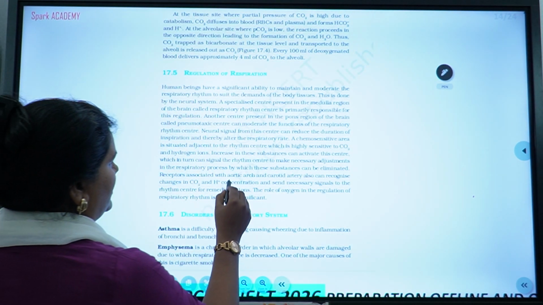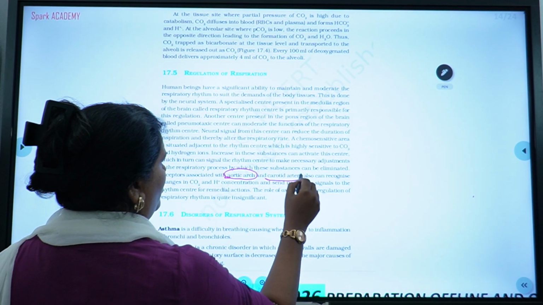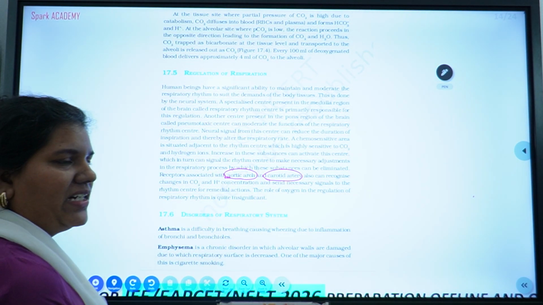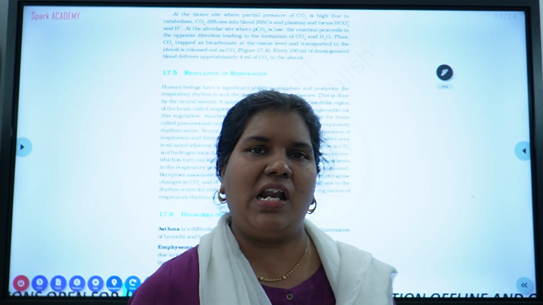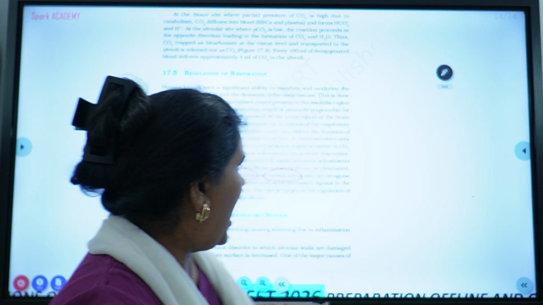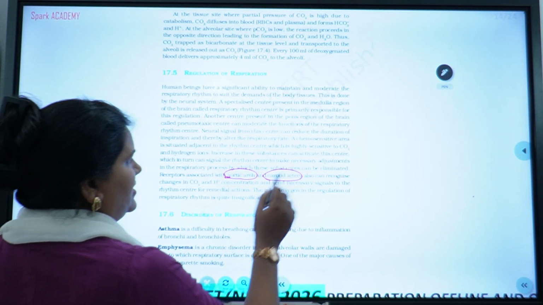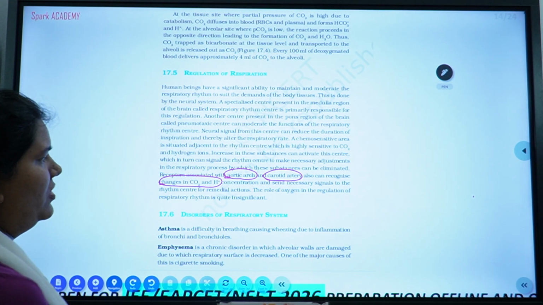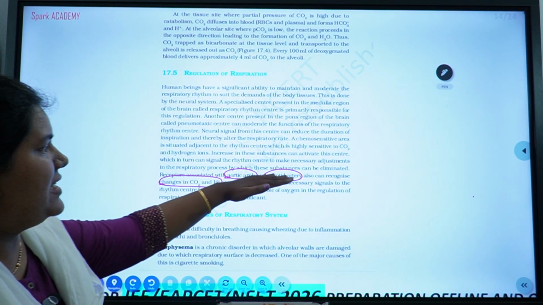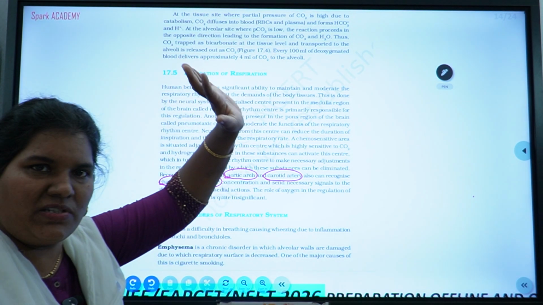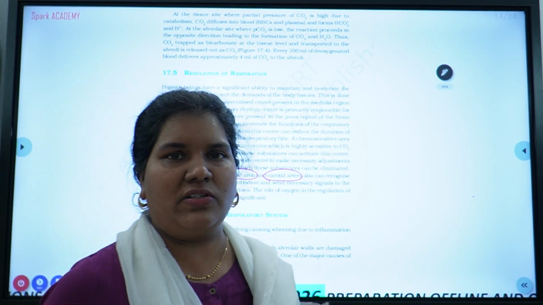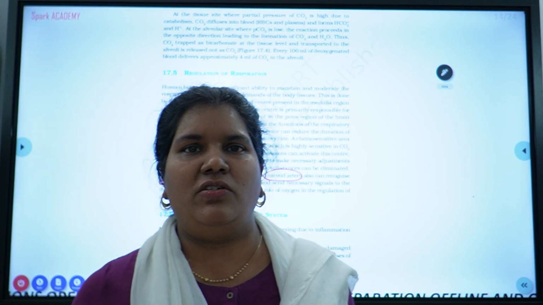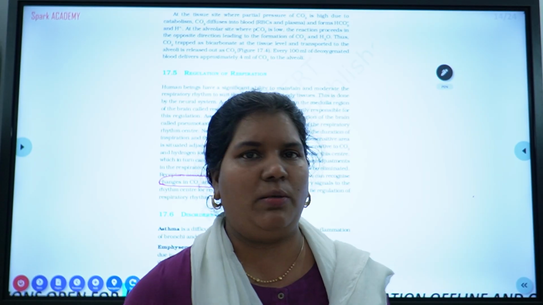Where are these receptors present? They are present in the aortic arch and carotid arch or carotid artery. Where are the aortic arch and carotid artery? These are large blood vessels which are attached to the heart. There are certain special cells which recognize change in carbon dioxide and H plus ion concentration. And what will these centers do? Immediately they will tell the rhythm center, see, there is more carbon dioxide and more H plus ions, you better take them out of the body, otherwise they will disturb our breathing rate. So then again the rhythm center will make changes.